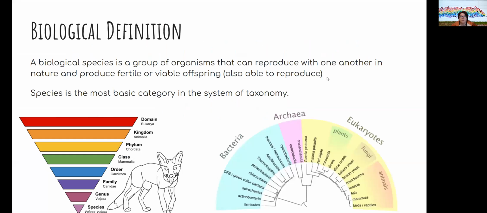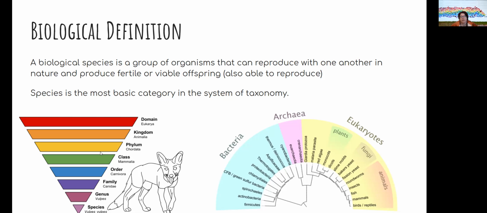So the first thing to consider is what we call the biological definition of species. And so this means that it is a group of organisms that can reproduce with one another in nature and produce fertile or viable offspring. So that means that they can reproduce and so can their offspring. So the species is the most basic category in the system of taxonomy. And so it's basically the most specific, so think species specific, that you can get.